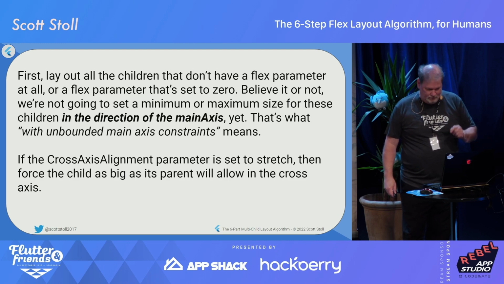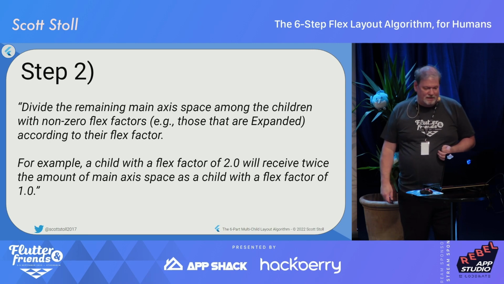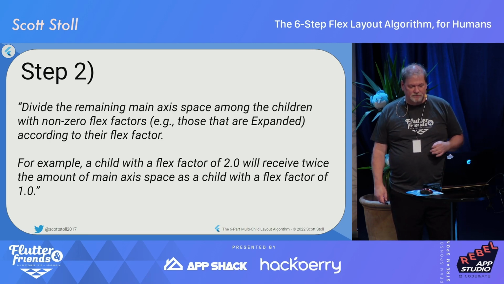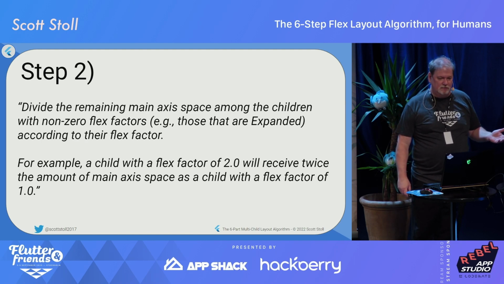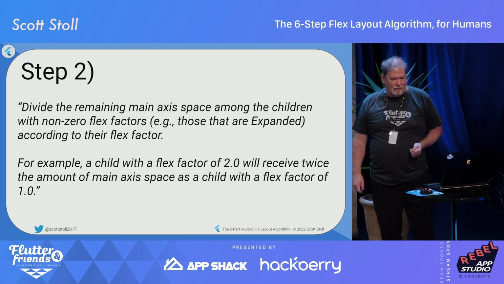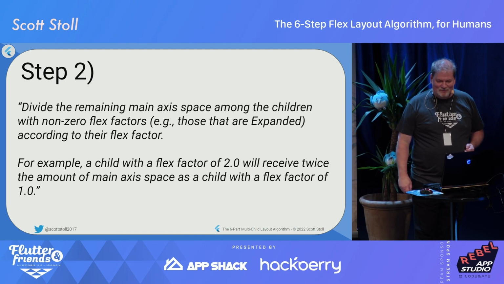Okay, anyway. Step 2. Divide the remaining main axis space among the children with non-zero flex factors, for example, those that are expanded, according to their flex factor. For example, a child with a flex factor of 2 will receive twice the amount of main axis space as a child with a flex factor of 1.